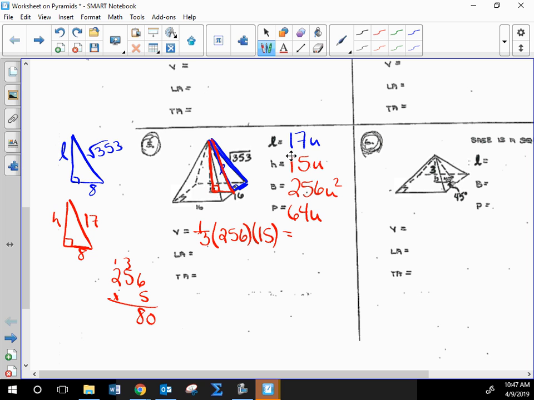Why'd you do 1/3 times 15? Because it's easier to do than 256. It's the commutative property, so I can rewrite it however I desire. All right, we should have gotten 1280. Yes, you will sometimes have to do multiplication by hand.